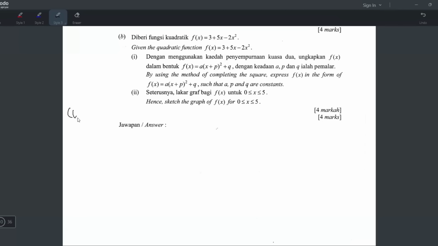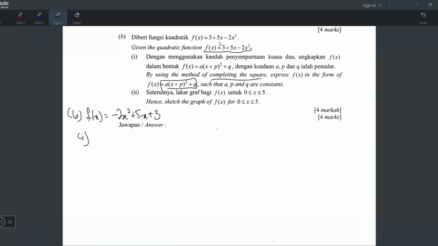Okay, let's do B. Given the quadratic function f(x) is 3, okay, I will arrange it into general form: -2x squared plus 5x plus 3. Alright. Now, number 1: by using the method of completing the square, express f(x) in the form such that a, p, q are constants.